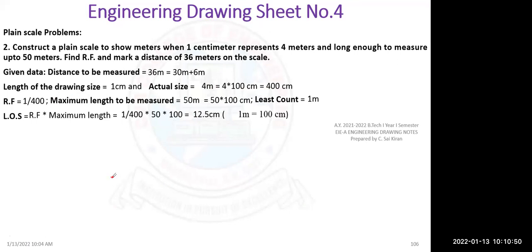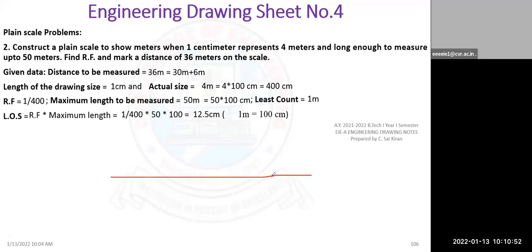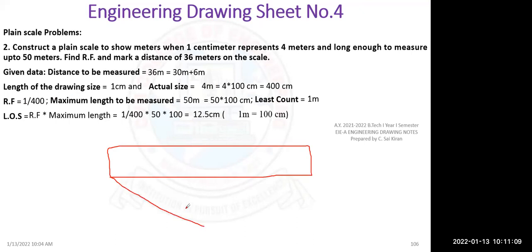So next step, what is the next step? Draw a line of 12.5. Draw the line equal to LOS, which is 12.5. Then make it as a rectangle ABCD, and next step. What is the next step?